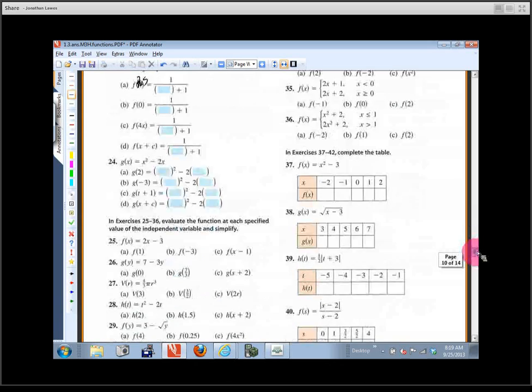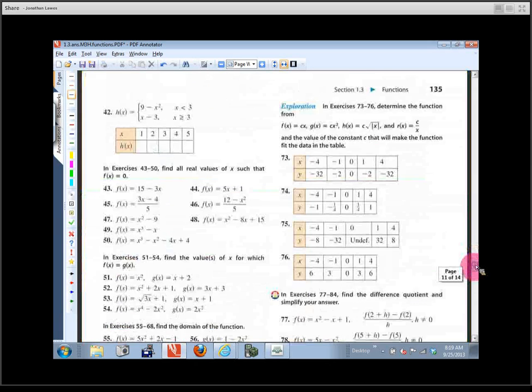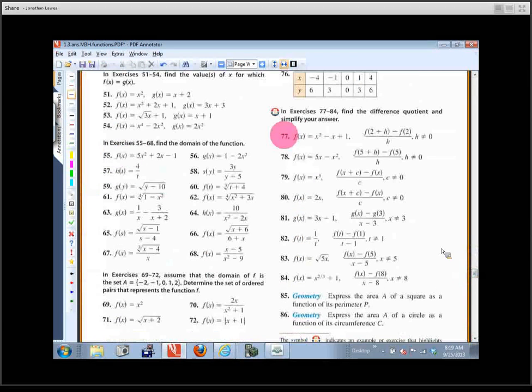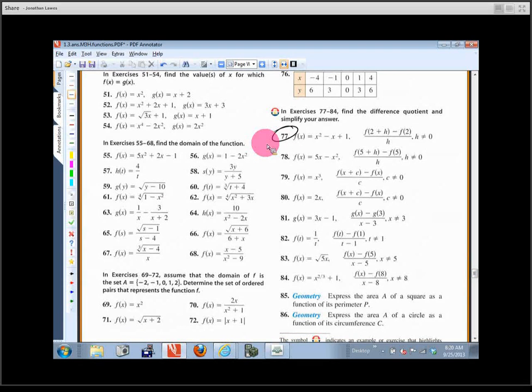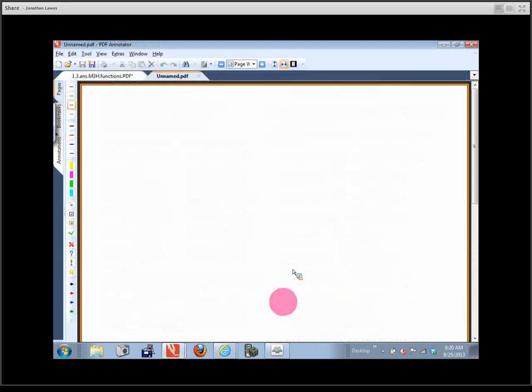I do want to take a look at number 77 right here. What's that little symbol off to the side? That's a difference quotient, or a type of difference quotient. So we're going to want to be familiar with that when we get to calculus. So let's take a look at this one right here, and let's go ahead and do this problem. I'm going to grab a separate piece of paper. And we've got x squared minus x plus 1.